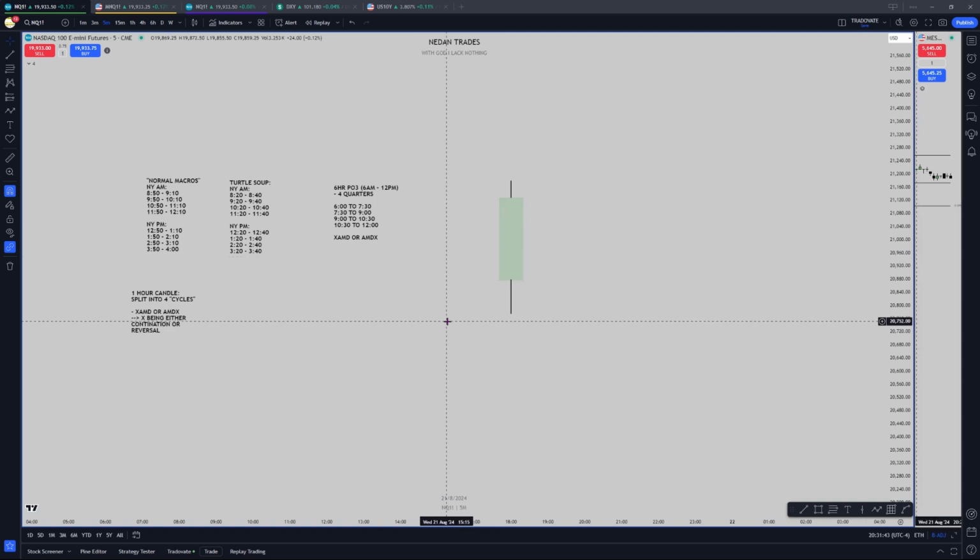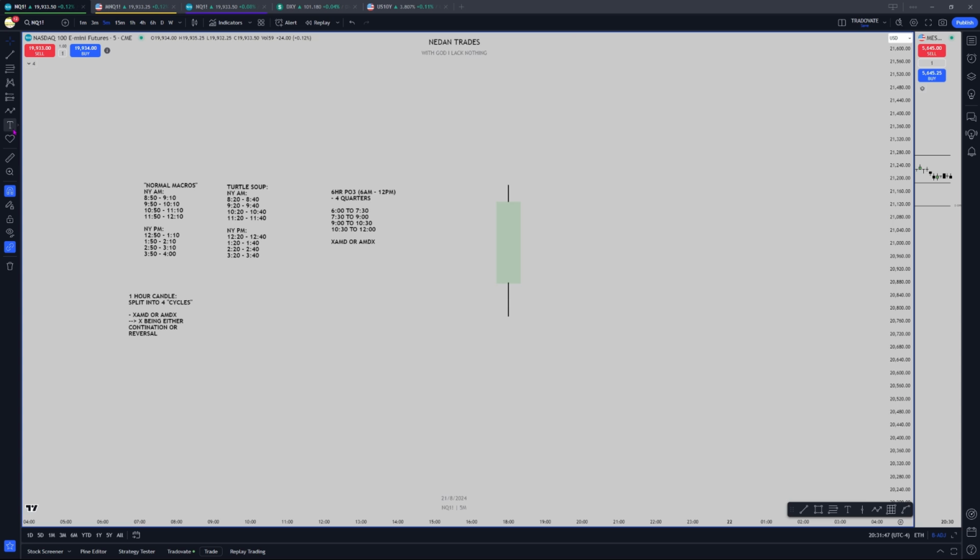Let's move on to Killzones. There are going to be 3 Killzones. Your first Killzone is going to be your Asia Killzone, which is going to be from 8 p.m. Eastern time to midnight.